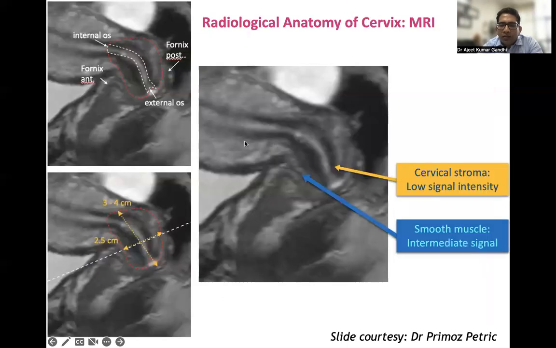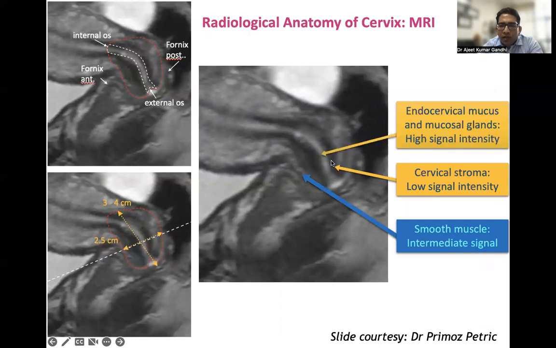Now understanding the anatomy of the cervix. Again, there would be a central hyperintensity because of the endocervical mucus and the mucosal glands. Adjacent to this, the cervical stroma will have a low signal intensity, which is very important to understand. And after this, there will be a smooth muscle which will show intermediate signal intensity. You can also appreciate the fornices, the anterior and the posterior fornices, the internal and external os, and approximately 3 cross 3 centimeter dimension of the normal appearing cervix.